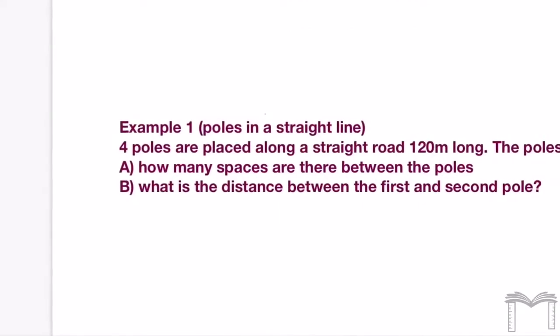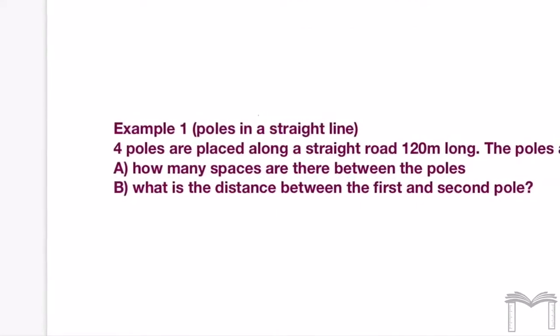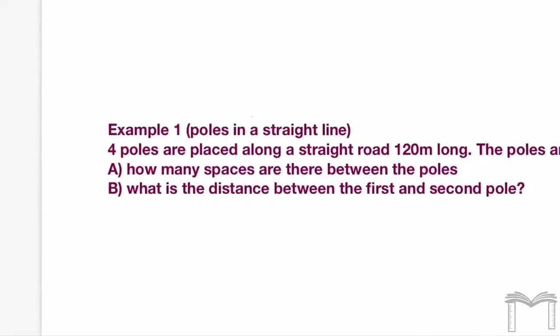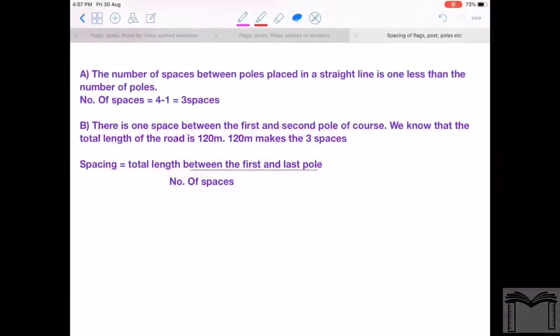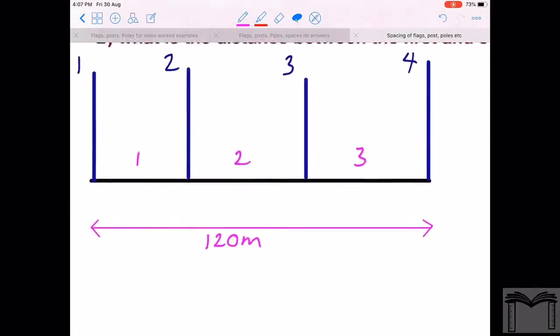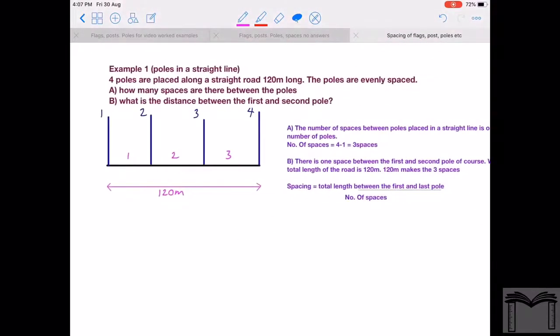So part A asks us, how many spaces are there between the poles? So I already illustrated to you that there are 3 spaces. However, there's a formula that says the number of spaces is equal to the number of objects, take away 1. So the number of objects is 4, 4 take away 1 is 3.